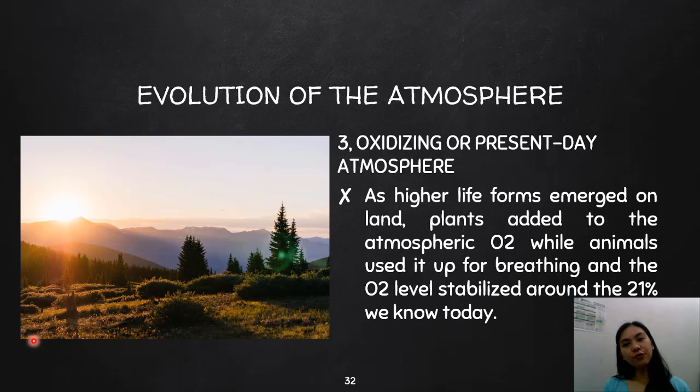And as higher life forms emerged on land, plants added to the atmospheric oxygen while animals used it for breathing, and the oxygen level stabilized around the 21% that we know as of today. So yun po yung kwento ng ating atmosphere from the primitive, following the secondary, and of course your oxidizing atmosphere.